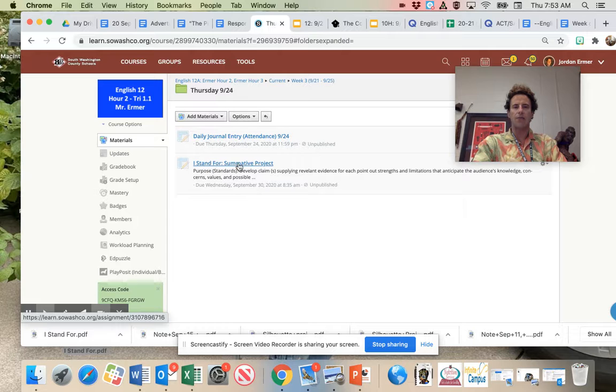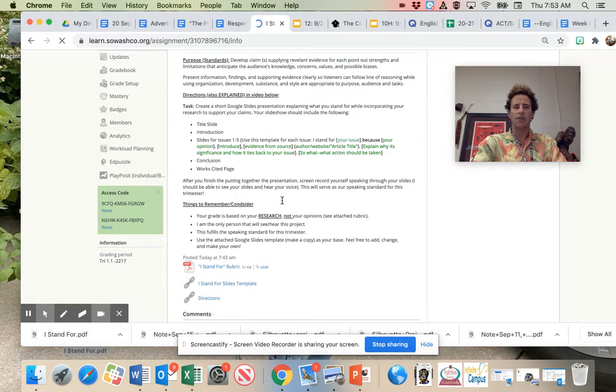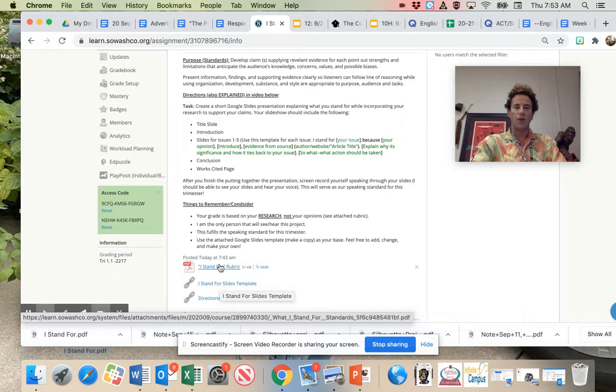Here it is. I stand for Summative Project. Inside this are clear directions. Not only are there directions up here, there are directions here, and a video explanation, a template you can use, and then a rubric of how you're going to be scored.